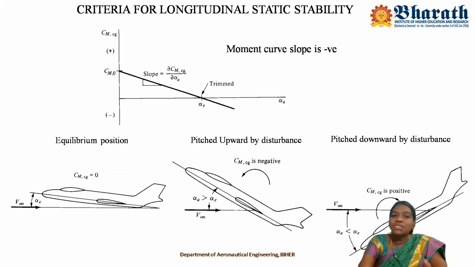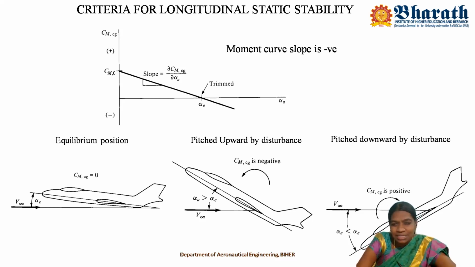So here comes the criteria for longitudinal static stability. Let us consider a rigid airplane. We are just testing it in a wind tunnel or free flight test condition, and this plot is obtained out of a test. There is no particular reason behind getting this plot. The plane has undergone some test, and when we plot CMCG versus absolute angle of attack, this plot is obtained. And you see, along the x-axis, there is a point.